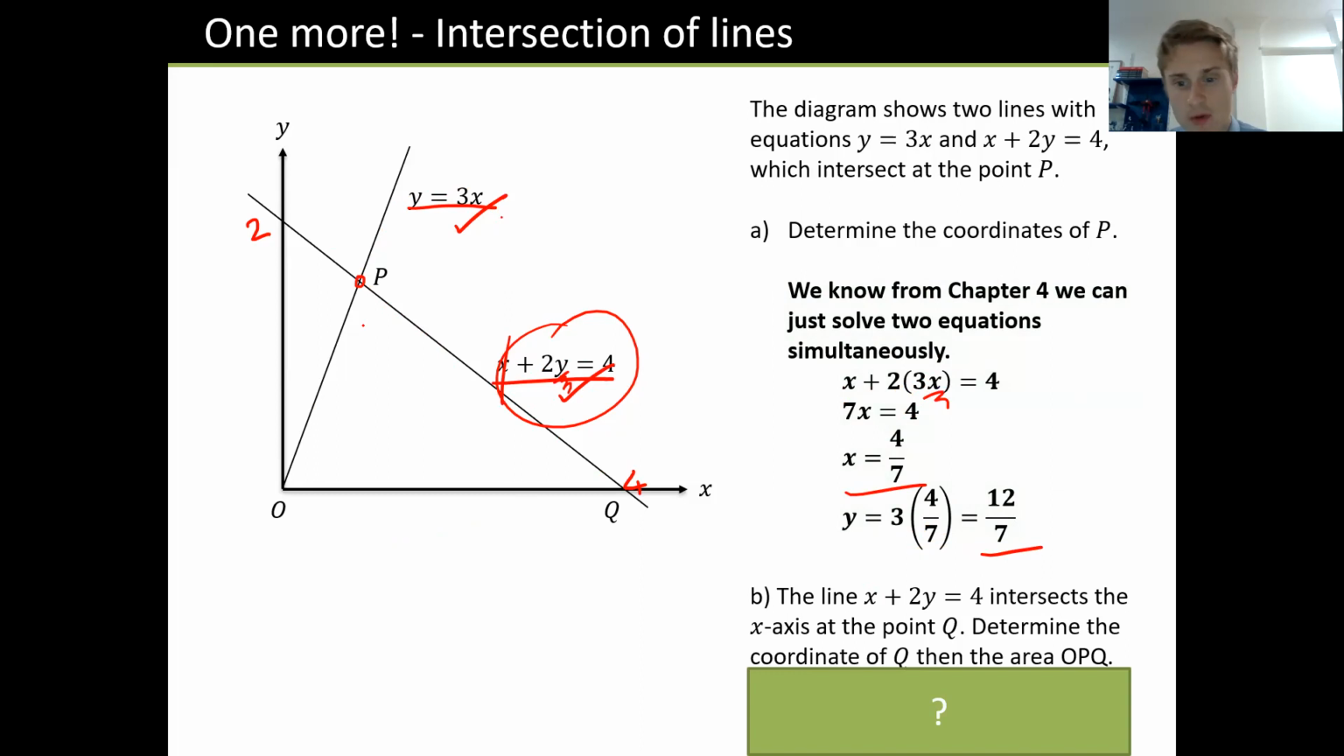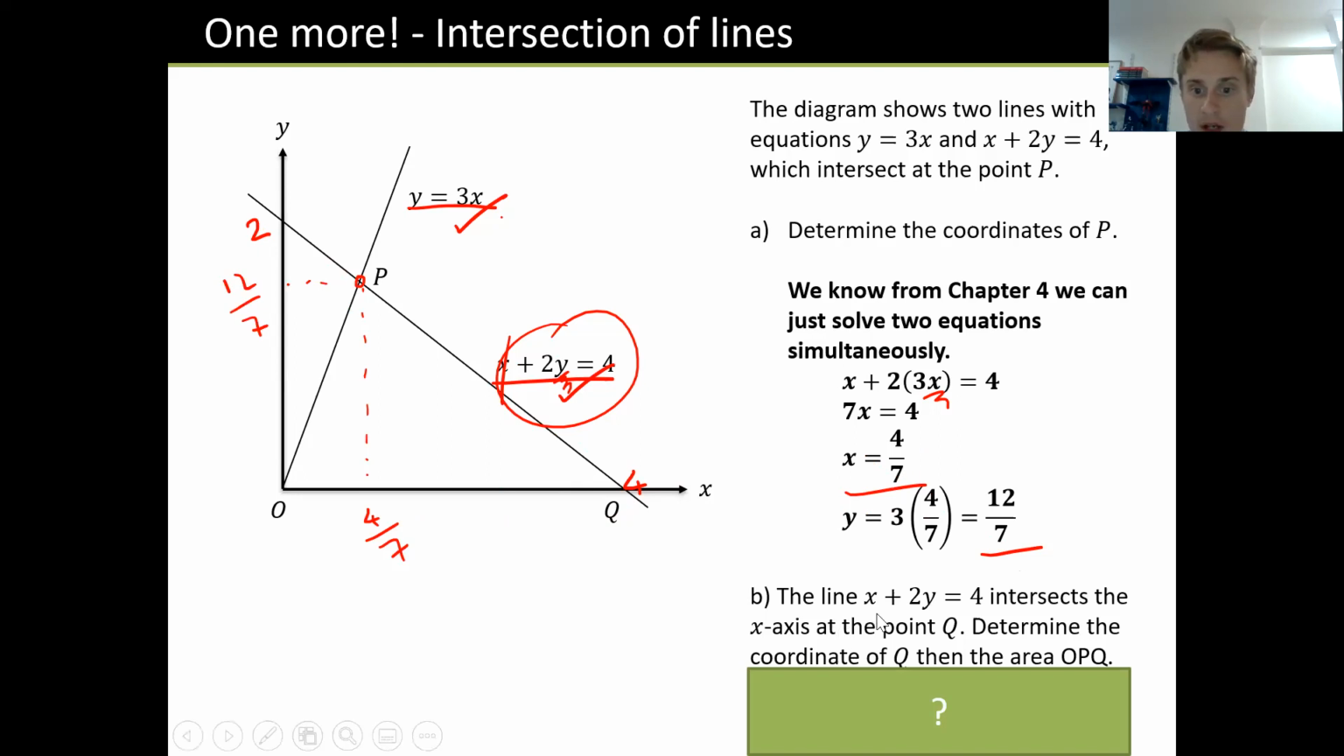Okay, look at the sketch. 12 over 7 is a bit less than 2. Yeah, that looks like it's a bit less than 2. So what was that? Oh no, the x value, 4 over 7, sorry, is less than 1. Yeah, that still works. It's clearly less than 4. The y value is a bit less than 2. Yeah, there's 2, so it's a bit less than 2. So that makes sense.